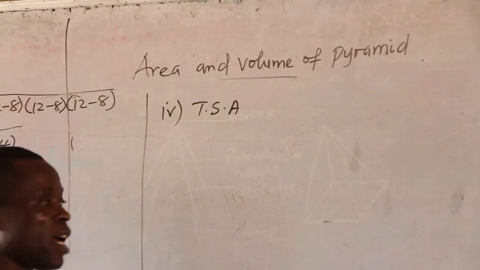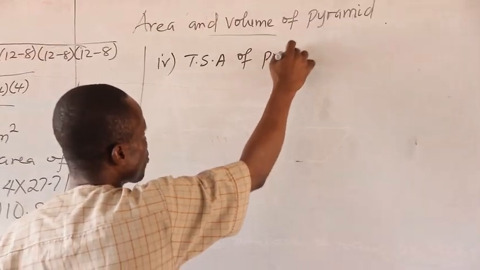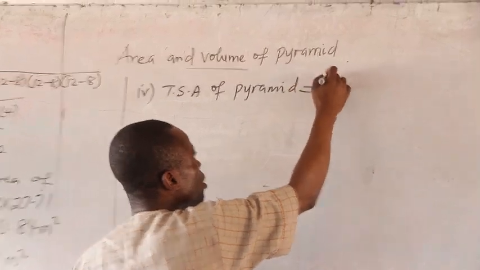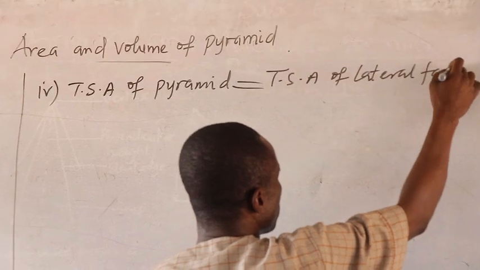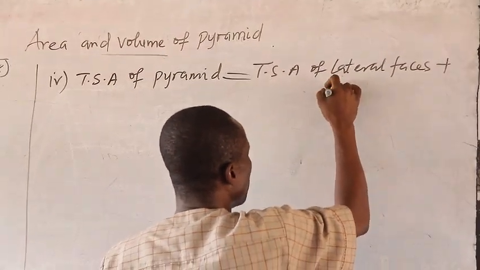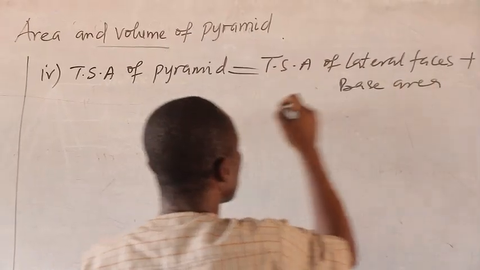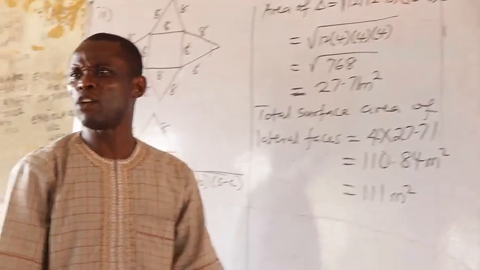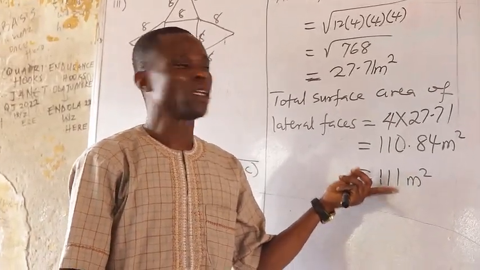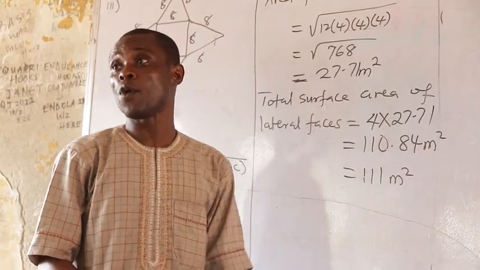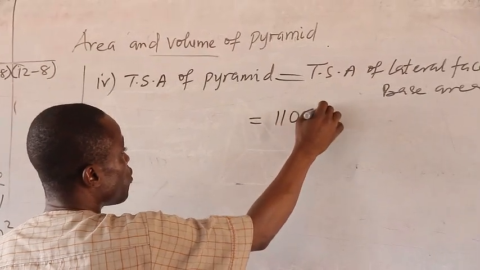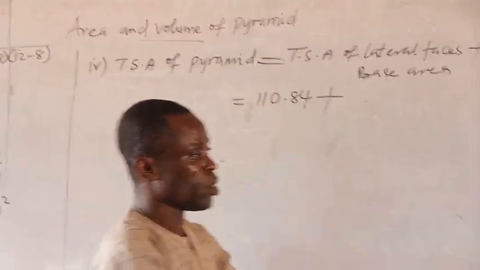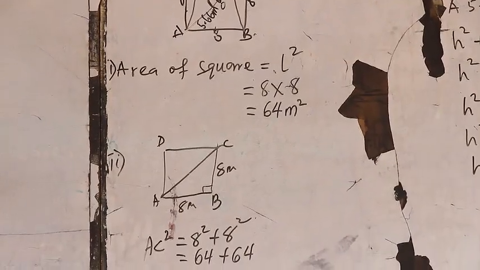That is, total surface area of the pyramid is now equal to TSA of lateral faces plus base area. So TSA of lateral faces, here I don't want to use the approximated value. This is the approximated value. Let me still use 110.84. Are you with me now? Okay, 110.84 plus base area, which is 64. So, what do we have?